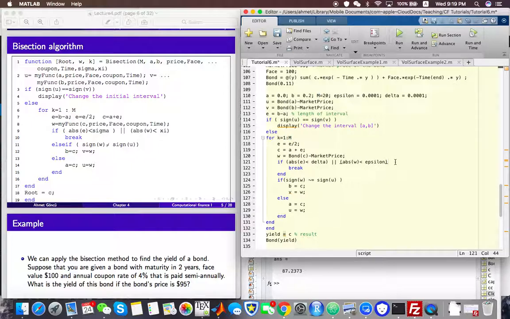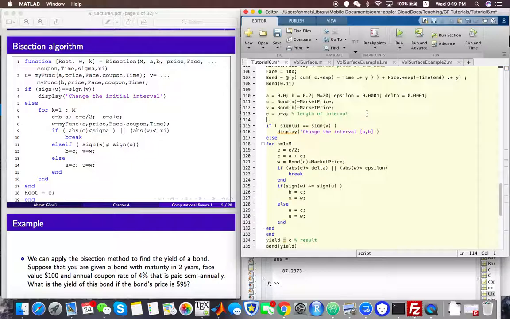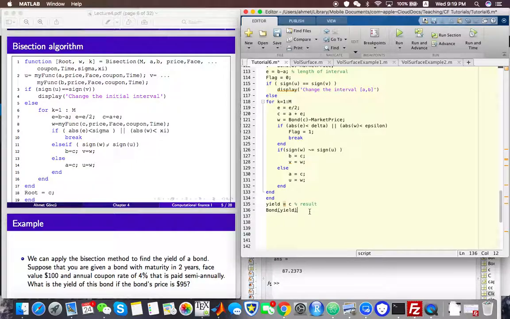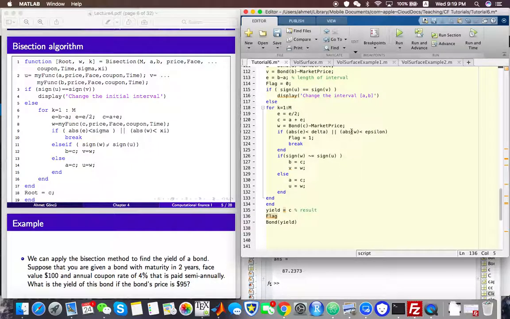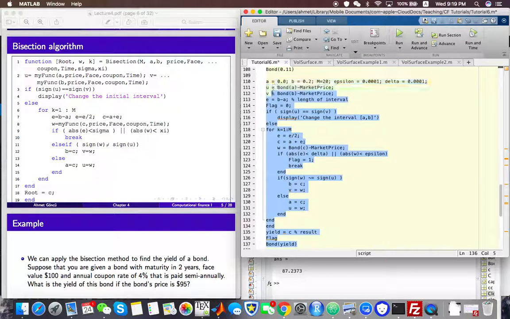Also, it's good to put a flag. For example, you can set the flag equal to 0, and when this condition is satisfied, you set the flag equal to 1. At the end here we can print out the latest value of the flag, and check whether the stopping criteria is achieved or not. If the stopping criteria is not achieved, and the flag is still 0, then we can increase the number of iterations in this for loop. So we can test this piece of code.